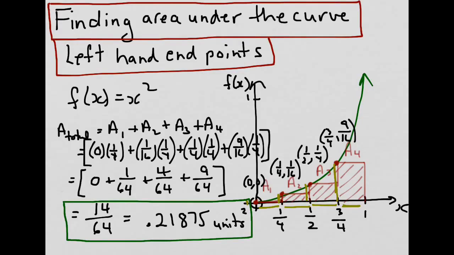If we wanted to get a better approximation of the area under the curve, we would reduce the width of the rectangles. So in other words, we'd increase the number of subintervals. And the best approximation would occur when the limit of the width of the rectangles approaches 0.